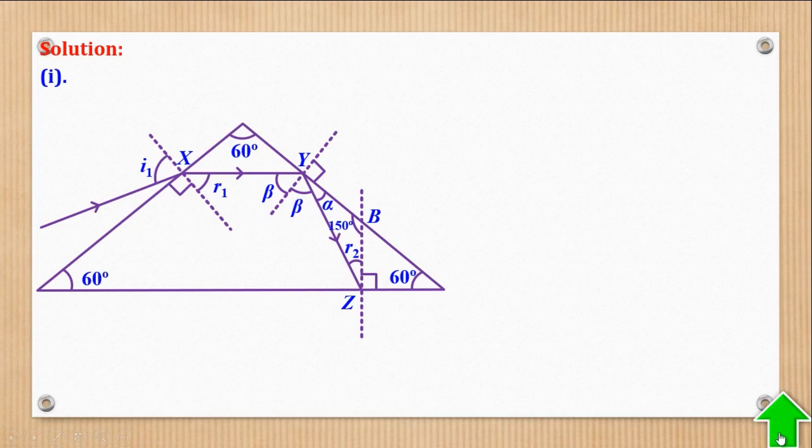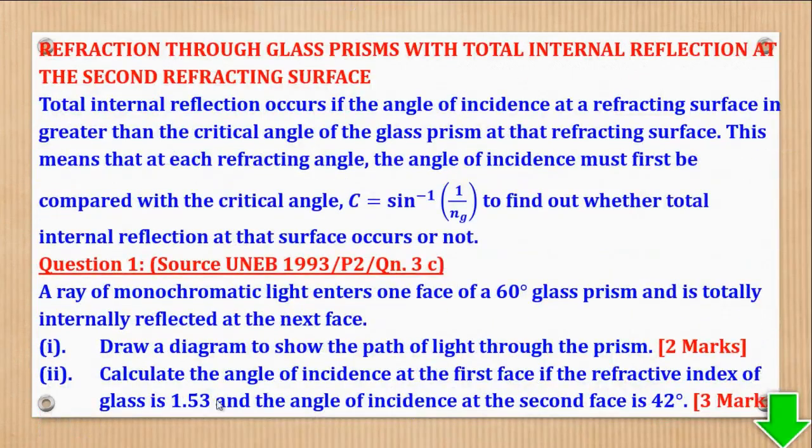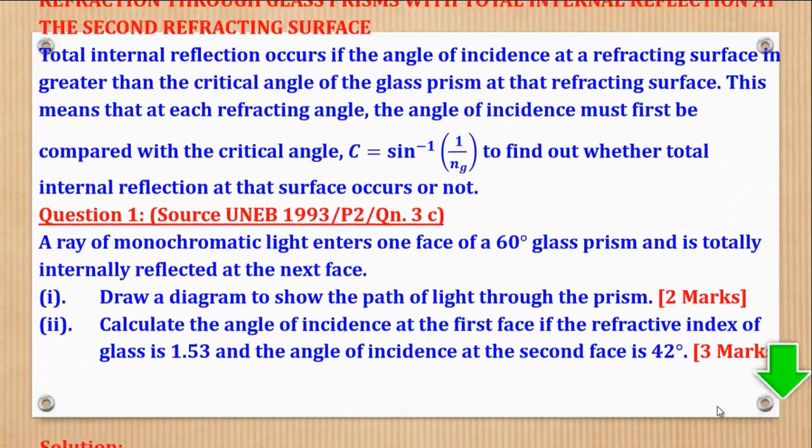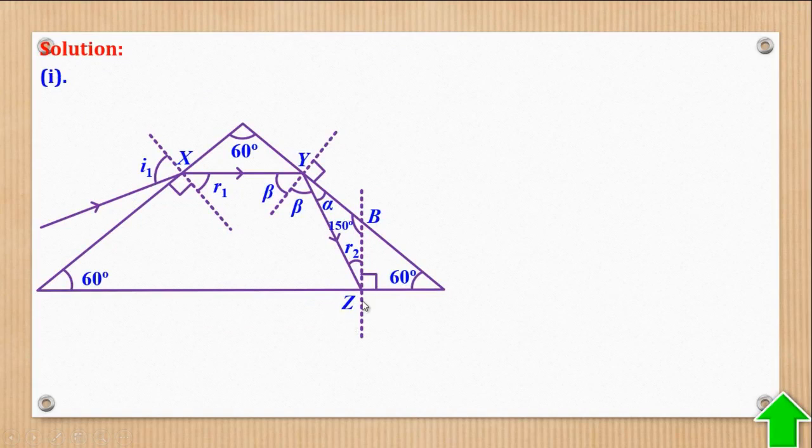So for Roman 2, they told us, calculate the angle of incidence at the first face if the refractive index of glass is 1.53 and the angle of incidence at the second face is 42. So here, when it reaches here, we didn't complete the ray, it has to be refracted away from the normal because it is moving from a more dense to a less dense medium.